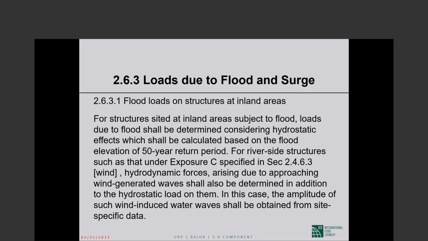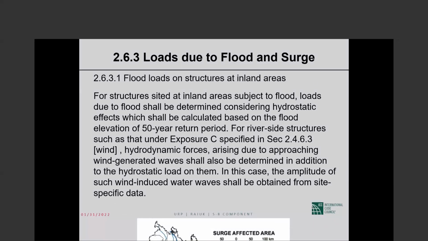Okay, so what you are being asked to do is, in my opinion, not easy to do, and you will need the site-specific data. Where that will come from, I am not sure. So this is for structures sited at inland areas subject to flood.